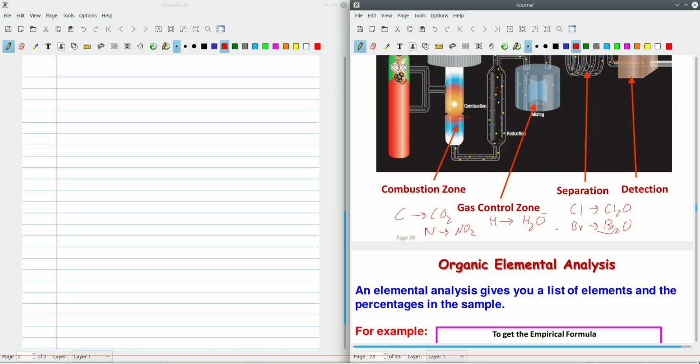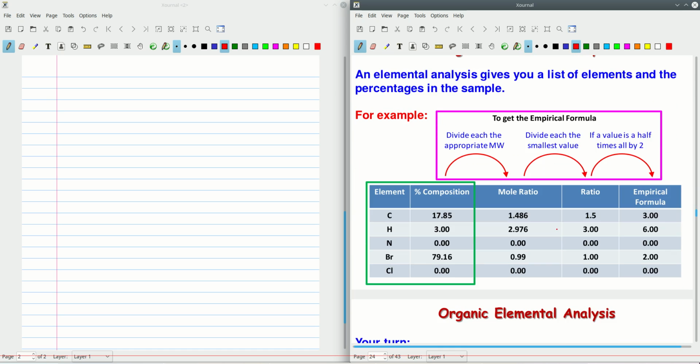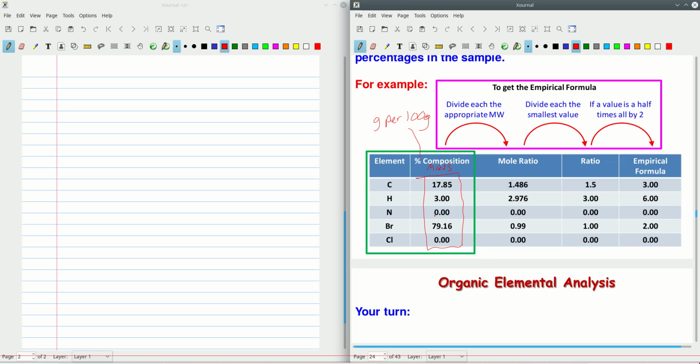So what data do we get? What we end up with is a percentage composition. So in this one we get a percentage composition table. Now what you can think of as percentage is just the grams per 100 grams, i.e. there's 17.85 grams per 100 grams or 17.85%. So these numbers here can be treated as being in grams, i.e. their mass. So these are essentially mass. And so we've got our little table.